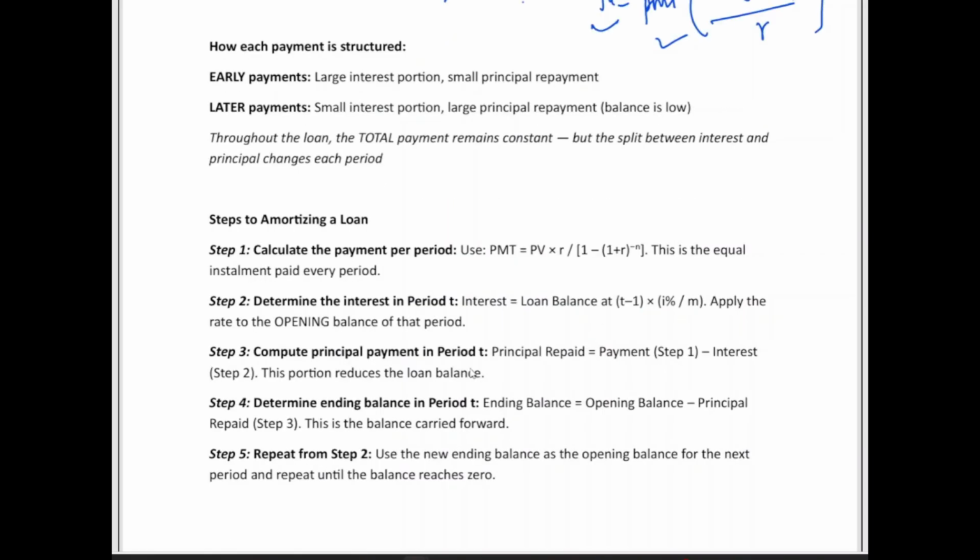Under amortization, we have how each payment is structured, right? So we have early payment, right? That means you are making the payment early, and in that case, you are taking care of large interest and you are making a small payment towards the principal, right? And we have late payment, right? So late payment means that the payment you are making towards your interest is very small, and the payment that you are making towards your principal is very large.